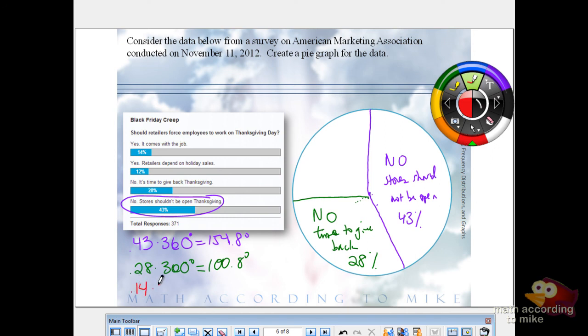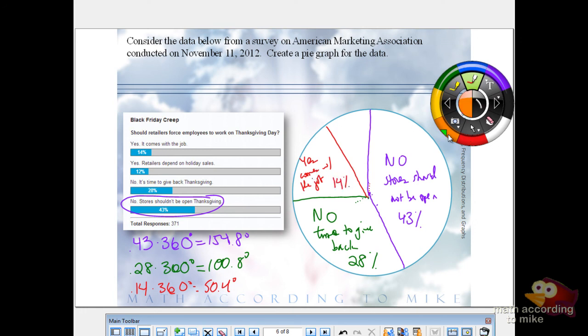So 0.14 times 360 degrees will give us the next section's region, and that's 50.4 degrees. So coming off the green, that would be 90. So a little more than half would be 54. That looks good. Or 50.4, I should say. So this one was yes, it comes with the job. And I'm going to say 14%.